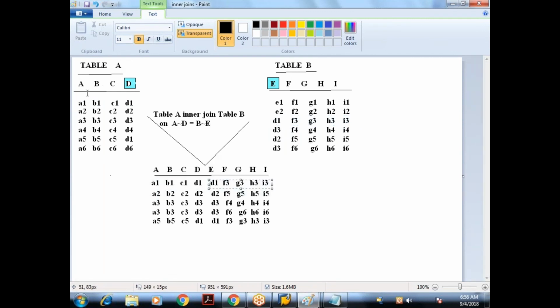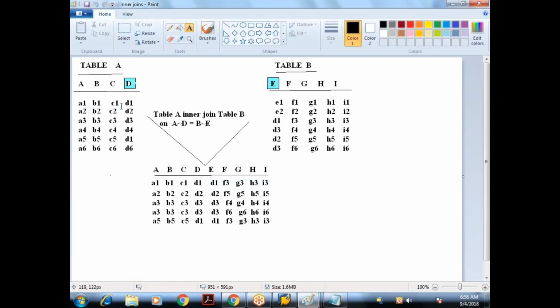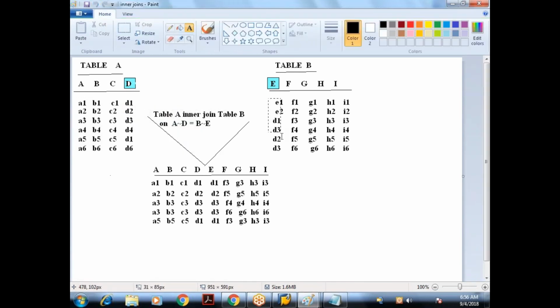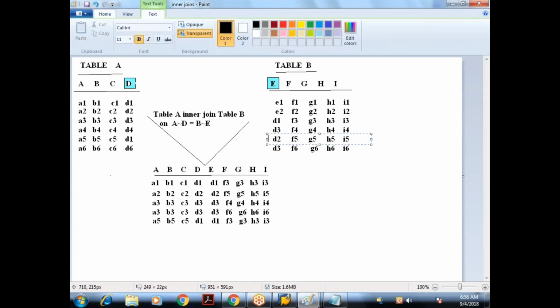Done. Then it will take the second row from the left hand side table: A2, B2, C2, D2. The logically related field value is D2. It is going to compare with the logically related field of the right hand side table. Is this D2 matching with any of the rows here? Yes, it is matching with the fifth row, so it will pick up the corresponding rows from the left hand side table and the right hand side table.